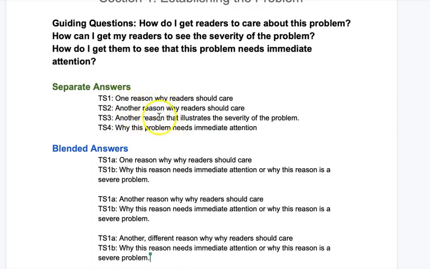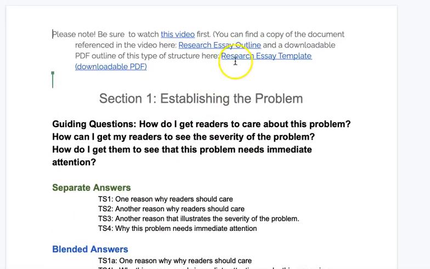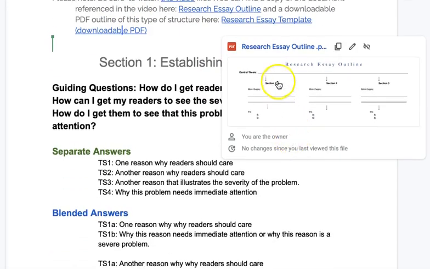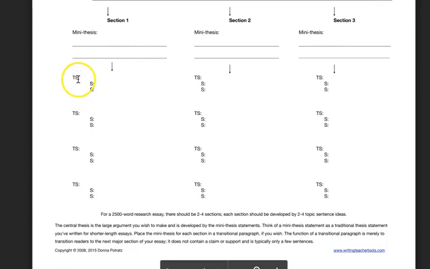Remember, once we have these topic sentences, we still are going to be thinking about developing each one of those topic sentences. So you can use this outline to think about that. We'll just take a look at it. If you do the one reason why readers should care, you should have at least two pieces of support. Another reason why readers should care, at least two pieces of support. Reason why it illustrates the severity of the problem, two pieces of support. So each one of these topic sentences then gets developed into a whole body paragraph.